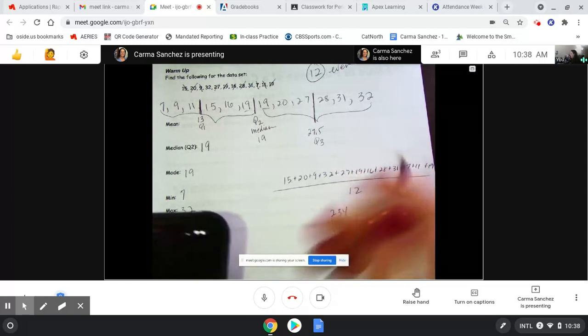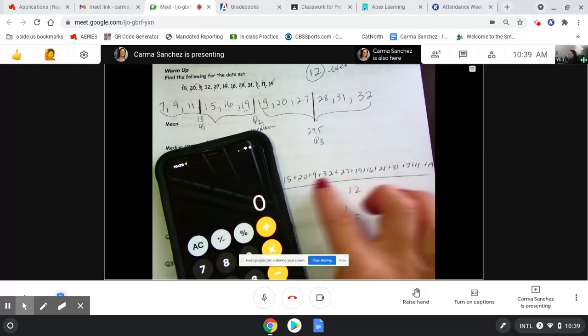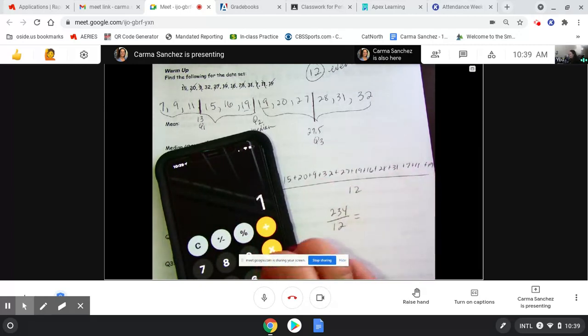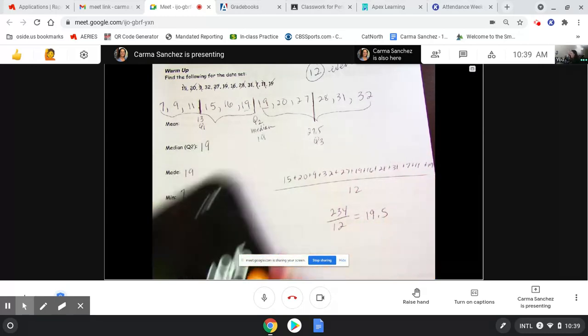Now, the first time I do it and I get a number, that's great. But I like to do it twice just in case to make sure, especially on the mean, that I didn't make a mistake. So here I go again. 15 plus 20 plus 9 plus 32 plus 27 plus 19 plus 16 plus 28 plus 31 plus 7 plus 11 plus 19, and I still get 234. I'm going to divide that by 12, and my mean is 19.5.